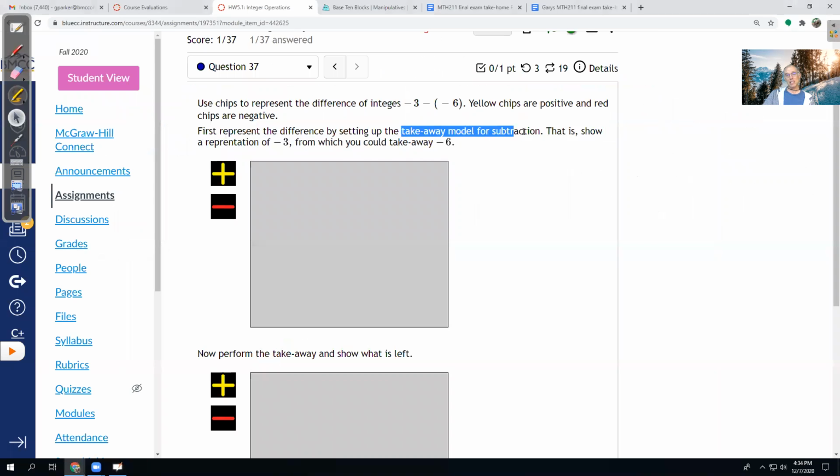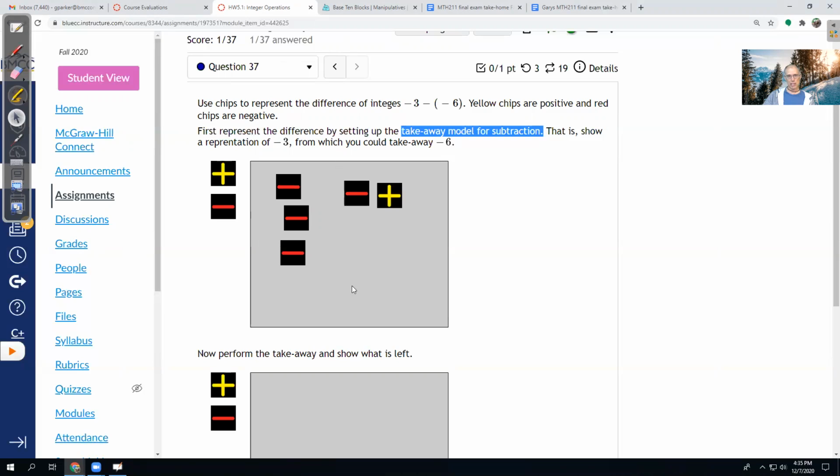All right, so that was my second version of this. In the second version, I started with a set of -3. So I pull in my -3. But I can't quite take away -6. So now I want to show a version of -3 that I can. So then I have to put in some zeros, and you can put them anywhere you want.